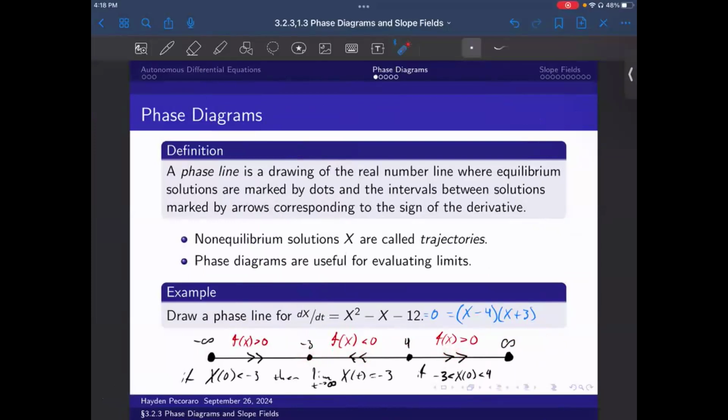And over here, I have the opposite. My solution curves are going to drift away from -3 and also away from 4. So we'll come up with some language to describe these in a minute. But this is how we use phase diagrams in general. Okay. Do we need to see this slide for any longer or any questions about this so far?